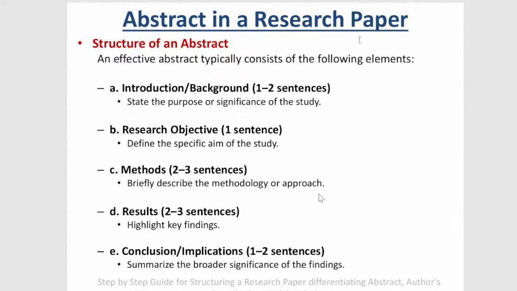The structure of an abstract typically consists of the following elements. There should be a little introduction, like theoretical background, with a very small number of sentences, one or two sentences. It depicts the purpose or significance of the study. There is the research objective, one sentence that defines the specific aim of the study. There are the methods, two to three sentences which briefly describe the methodology or the approach. The result part highlights the key findings.